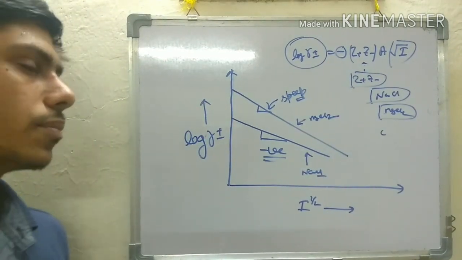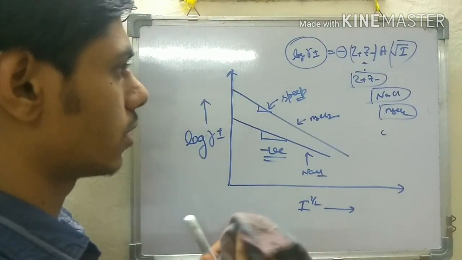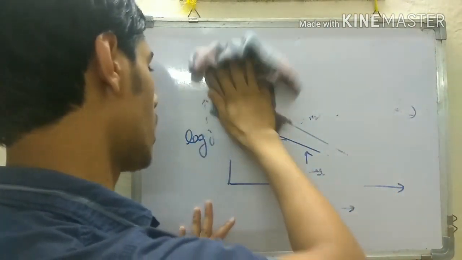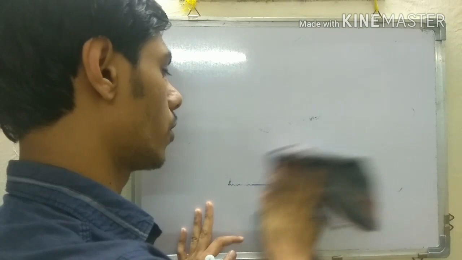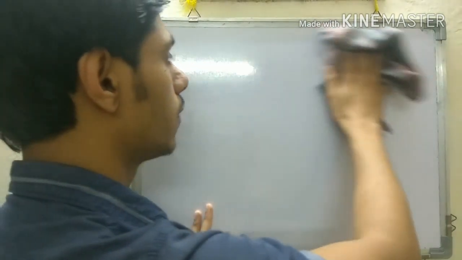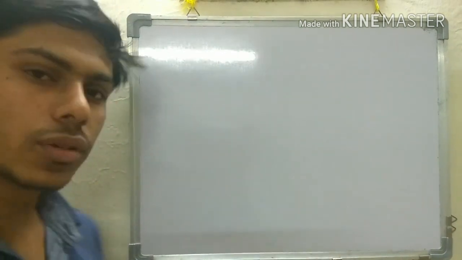So these are the main important things of the Debye-Huckel limiting law, and I think I covered all the important aspects of this law. So this video will be helpful for you.